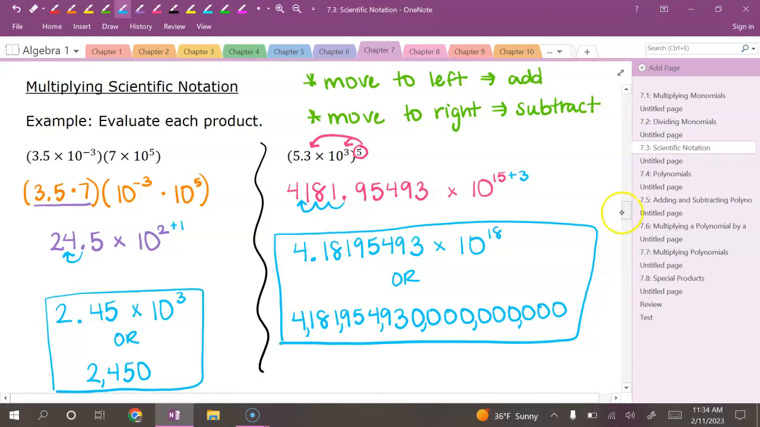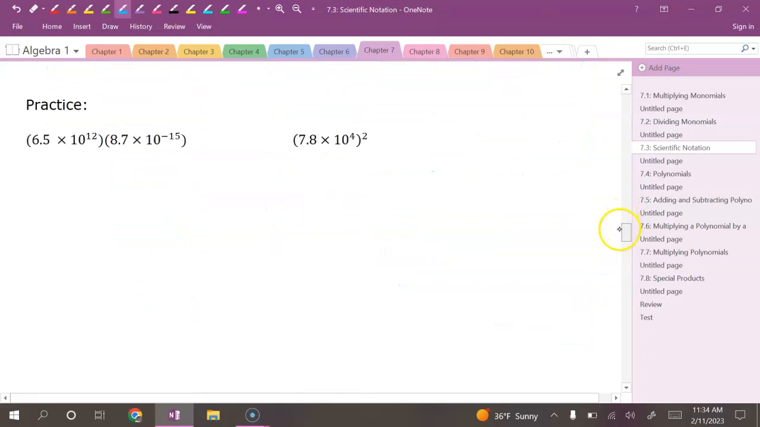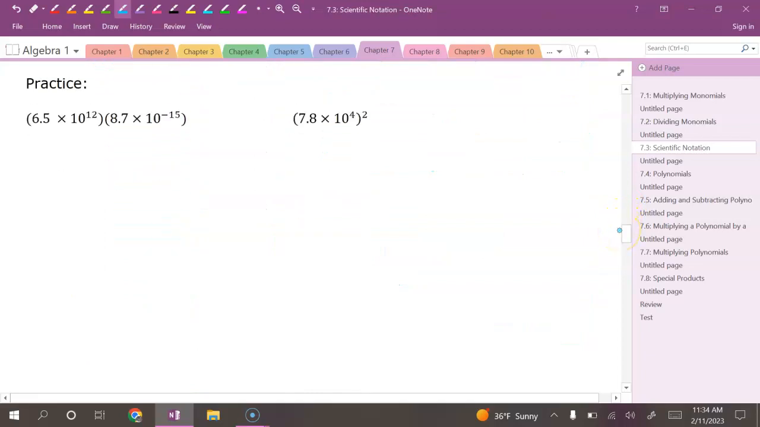Okay, so I want you guys to practice. If you need to, I would pause the video here, take some time to do these 2 problems, and then come back and keep watching to see what the answer should have been.